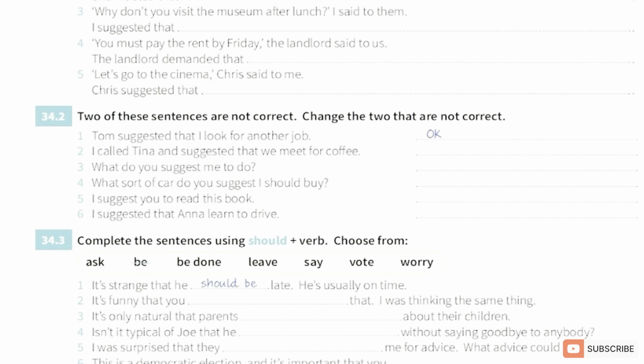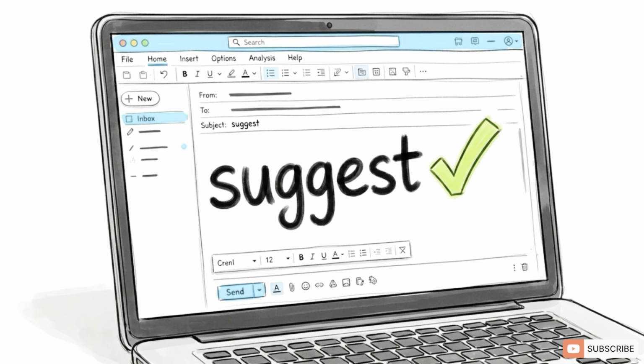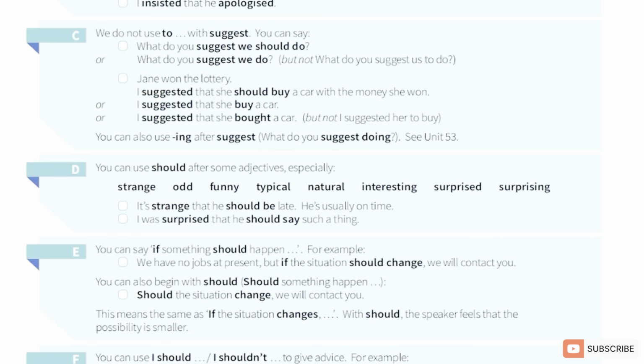We can identify this trap in exercise 34.2. Sentence 3, what do you suggest me to do? And sentence 5, I suggest you to read this book, both fail because they attempt to use the to infinitive where a full clause is required. Because suggest is a high-frequency verb in professional environments, using its correct structural framework is an immediate indicator of a speaker's syntactic accuracy. Section D shows should pairs with emotional adjectives.